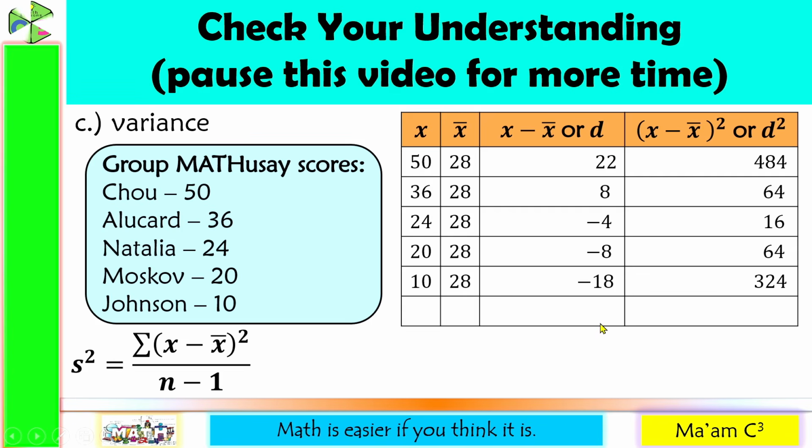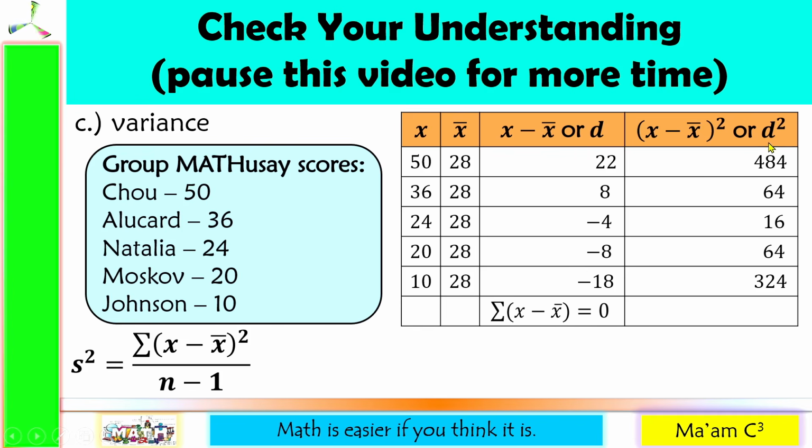To check, let us get the sum of the deviations. It should be equal to 0. 22 plus 8 is 30. 30 plus negative 4 is positive 26. Positive 26 plus negative 8 is positive 18. And positive 18 plus negative 18 is equal to 0. Take note that the sum of the deviation from the mean should always be equal to 0.